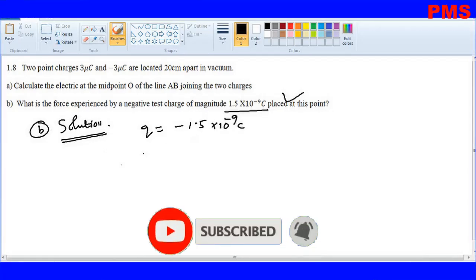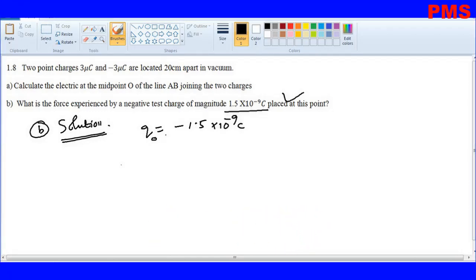To differentiate between A and B, I can write the test charge as Q naught, minus 1.5 into 10 power minus 9 coulomb. It is placed at one point, like the origin O, or somewhere else. So we have to calculate the force. We know the force formula, related to the electric field formula, and we have to substitute it.